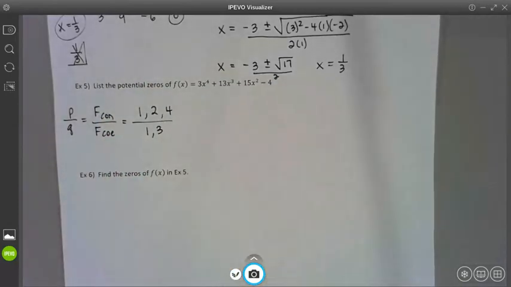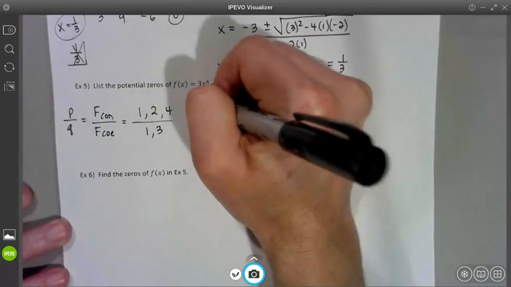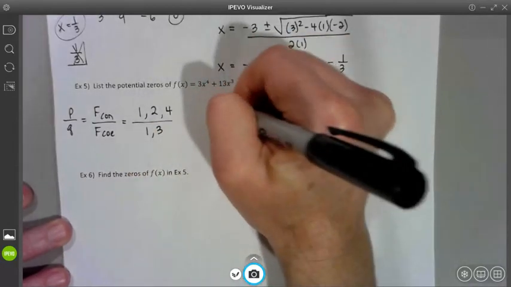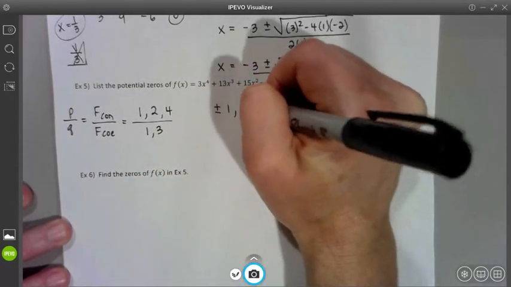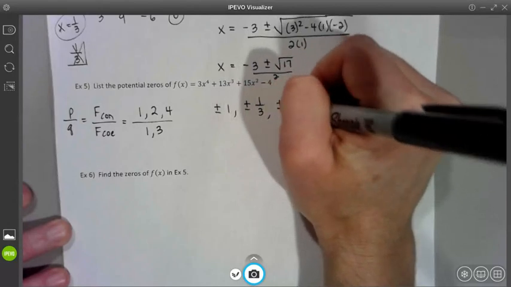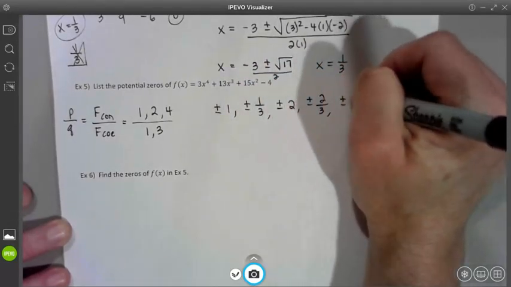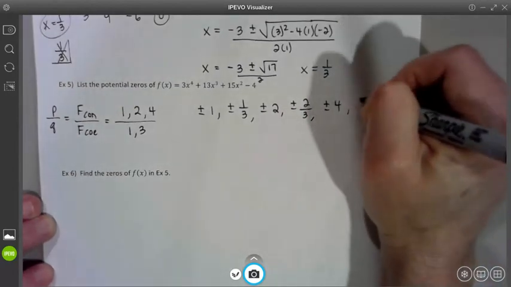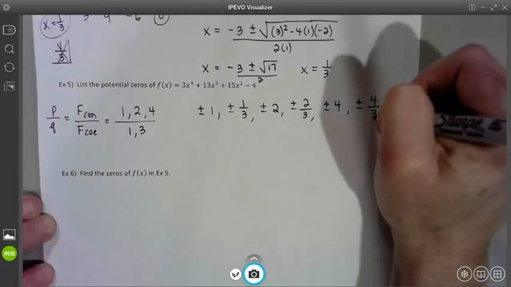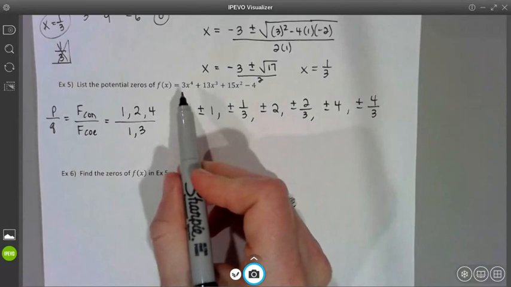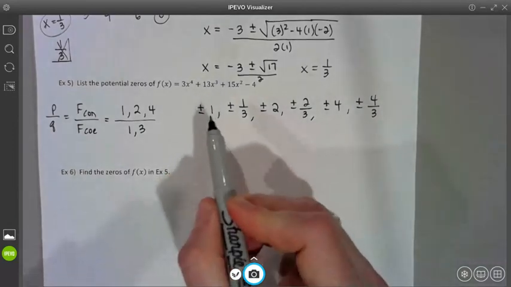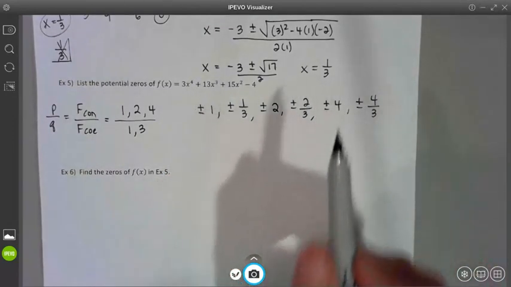Okay, so now we're going to get plus or minus 1 over 1, plus or minus 1/3, plus or minus 2, plus or minus 2/3, plus or minus 4, plus or minus 4/3. So if this degree 4 polynomial function has any potential real zeros, they are somewhere on this list, okay?